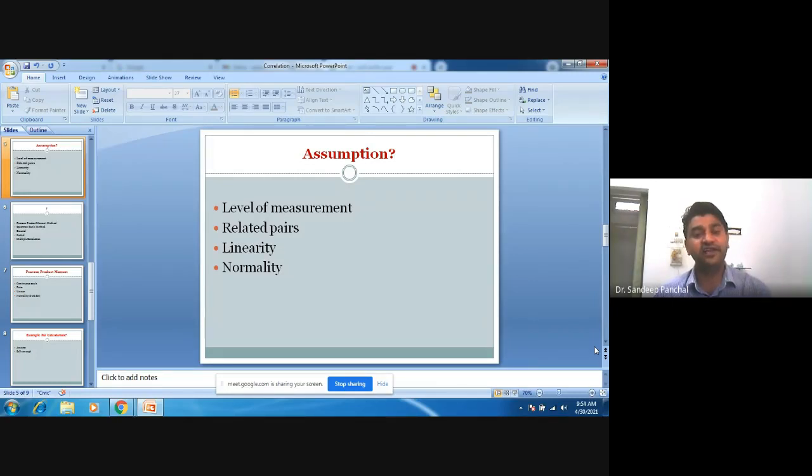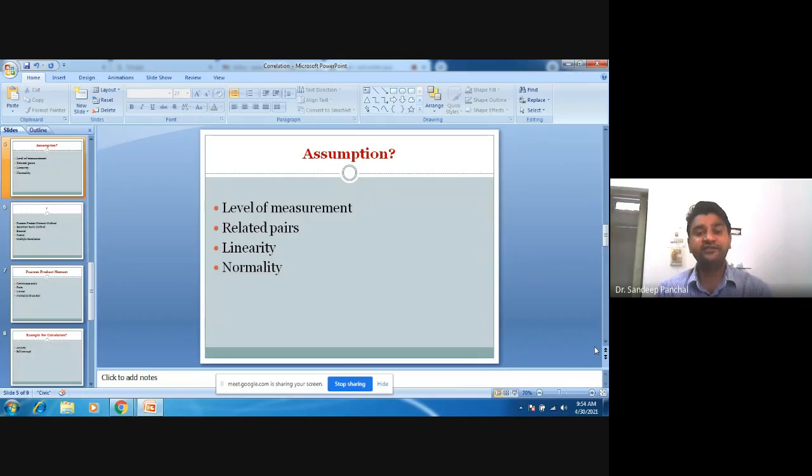Linear relationship, linearity. We can see the linearity between them. We can see the linearity with the help of a straight line. Two variables are going in the same direction, whether it is positive or negative.